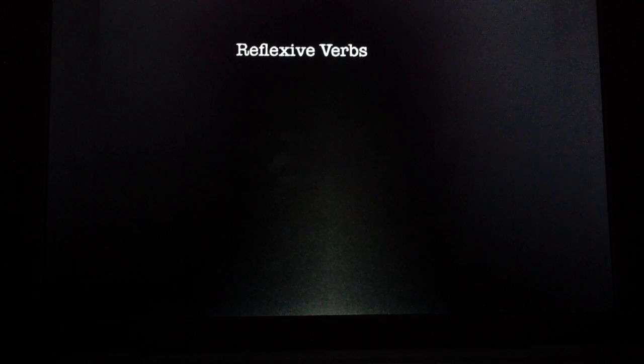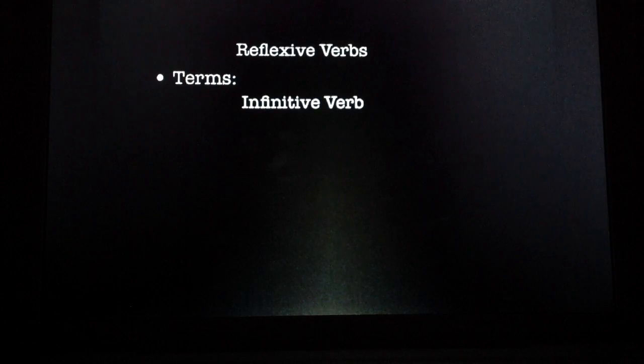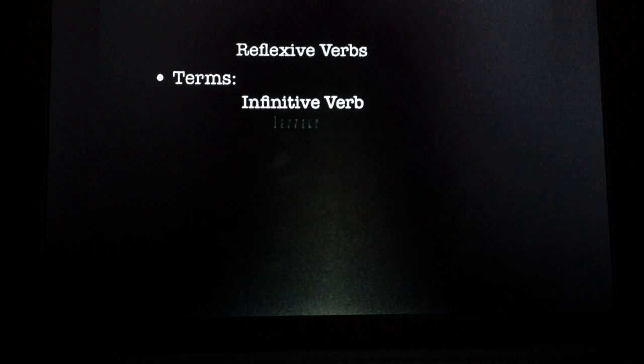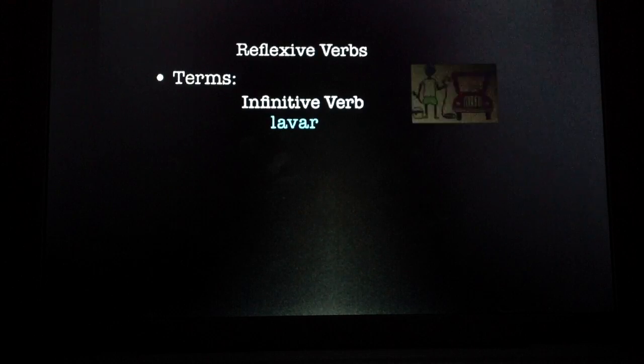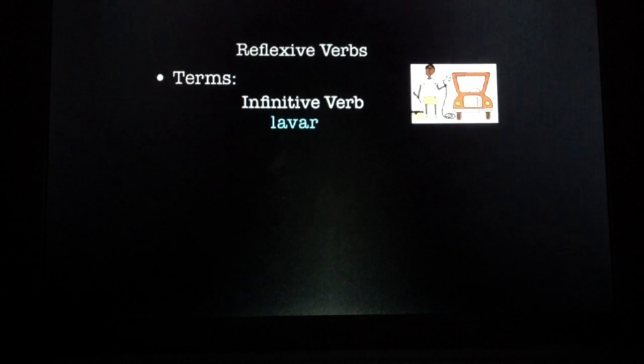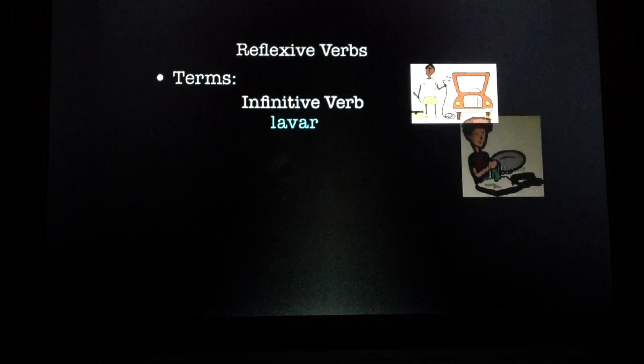So let's start with a real quick idea of some of the terms that we need to understand. Step one, way back in Spanish 1, you learned what an infinitive verb is. We can use any infinitive verb. I'm going to use lavar. We know that lavar means to wash. You could use escribir, estudiar, leer, comer. It doesn't matter. We're just going to start with the verb lavar. Now, lavar was used last year with washing the car, lavar el coche, washing the dishes, lavar los platos.